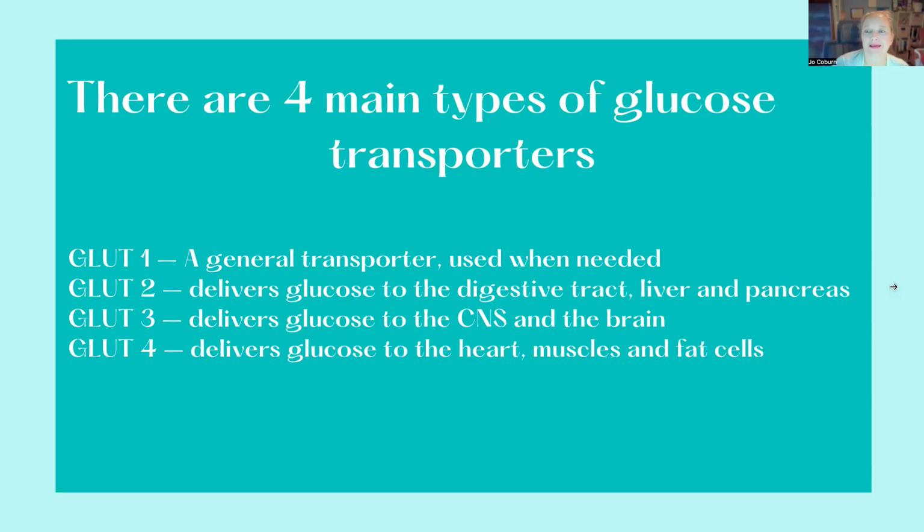Okay, so there's four main types of glucose transporters, in addition to insulin: GLUT1, 2, 3, and 4. GLUT1 is a general transporter. It's used when it's needed. GLUT2, independent of insulin, delivers glucose to the digestive tract, the liver, and the pancreas. GLUT3 delivers glucose to the central nervous system and the brain. And GLUT4 delivers glucose to the heart, muscles, and fat cells.